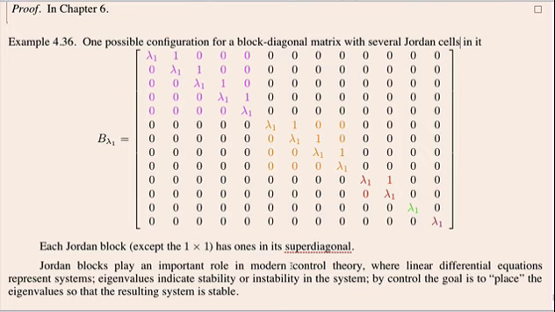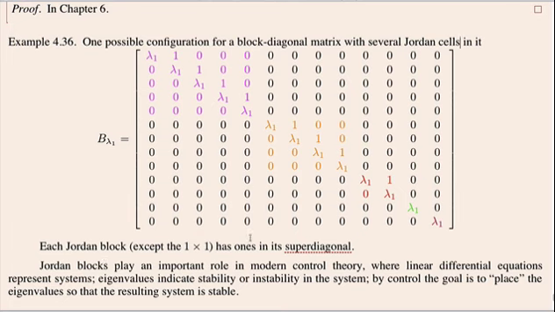Jordan blocks play a very important role in modern control theory. These are mostly used in theoretical calculations, but of course theory is very important. In modern control theory, linear differential equations represent systems, and the eigenvalues indicate stability or instability in the system. And by control, the goal is usually to place the eigenvalues so that the resulting system is stable. That usually means that we want eigenvalues to have a negative real part.